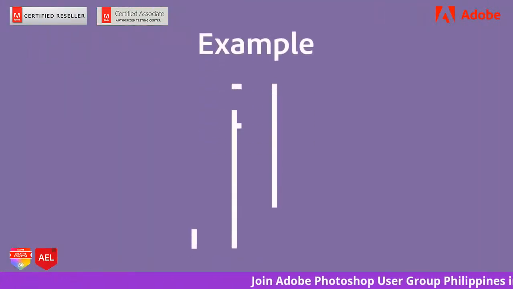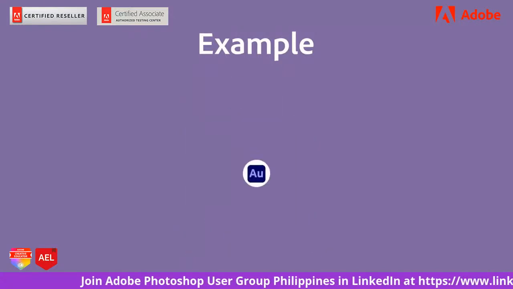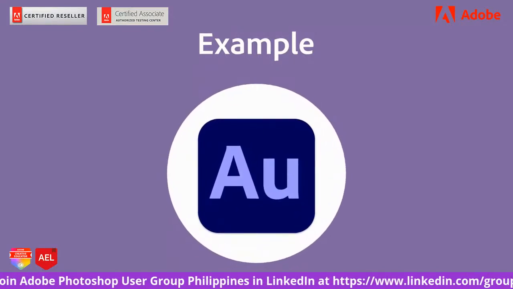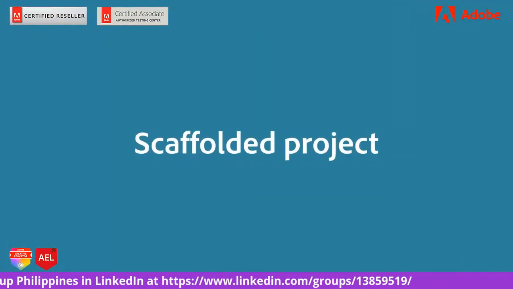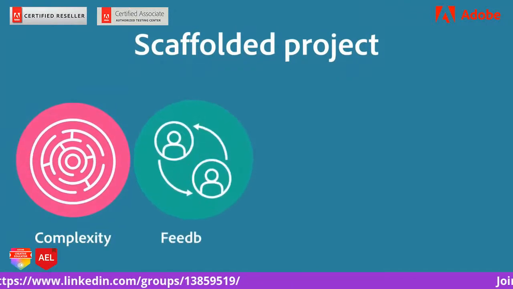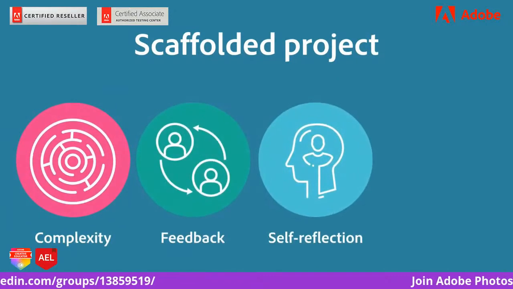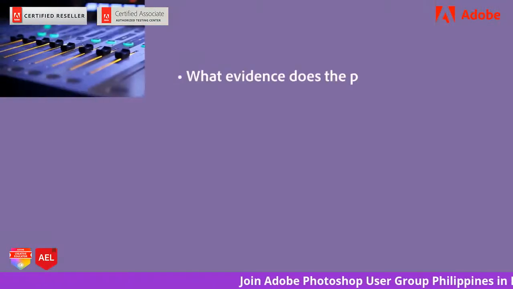Ultimately, the question for a creative educator is, how will sequencing or scaffolding help my students to reach their full potential? Here is an example of an effective sequence or scaffolded learning project where students create their own podcast using Adobe Audition. The series of activities walks students through four stages of a scaffolded project, each intentionally designed to grow in complexity, provide time for feedback and self-reflection, and build on previous work. First, students analyze the credibility of a podcast.